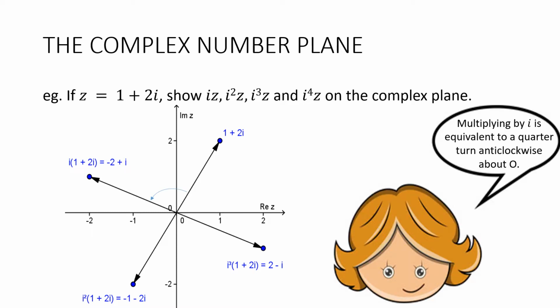Multiplying by i is equivalent to a quarter turn anti-clockwise about the origin. And this is a really important fact.